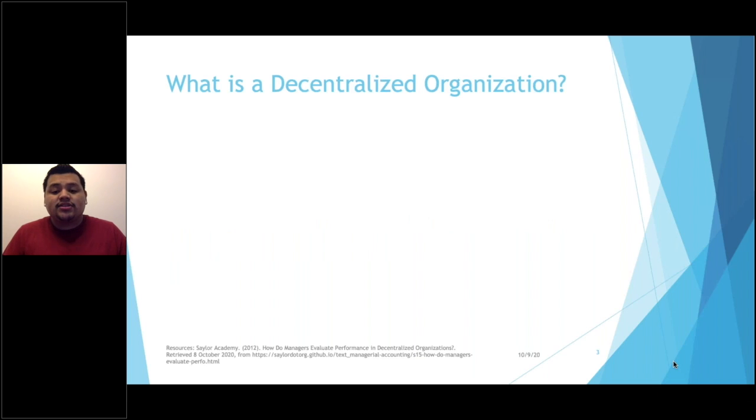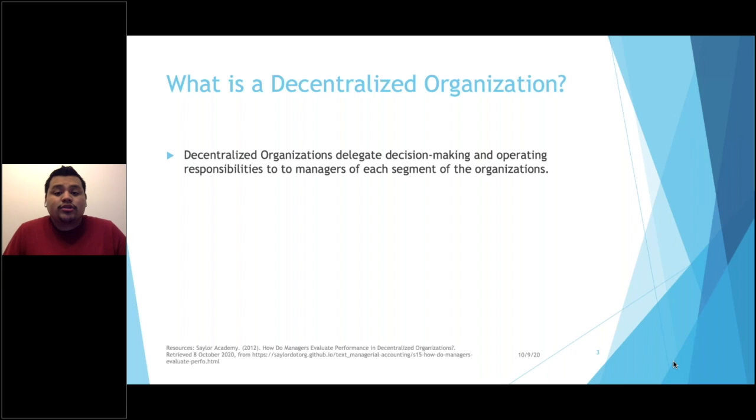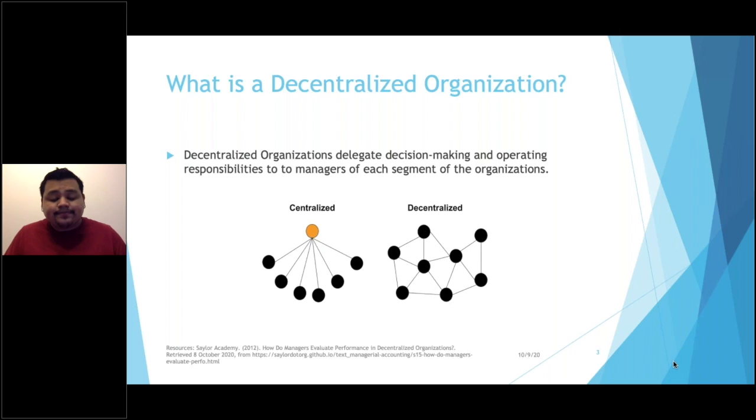So first, what is a decentralized organization? Well, a decentralized organization is an organization that delegates decision-making and operation responsibilities to managers of each segment of the organization. Let me give you an example. I'm going to explain the differences between centralized and decentralized through the following image. For a centralized organization, you're going to have one manager. This person could be the CEO of the company. And then you'll have the subordinates, the employees, the members of the team, okay? In this structure, that one person, in this case, the orange bubble for centralized organization, is going to have all the control, all the decision-making, and they're going to dictate whether or not activities are done, purchases are made, and really the end-to-end functionality of the organization.